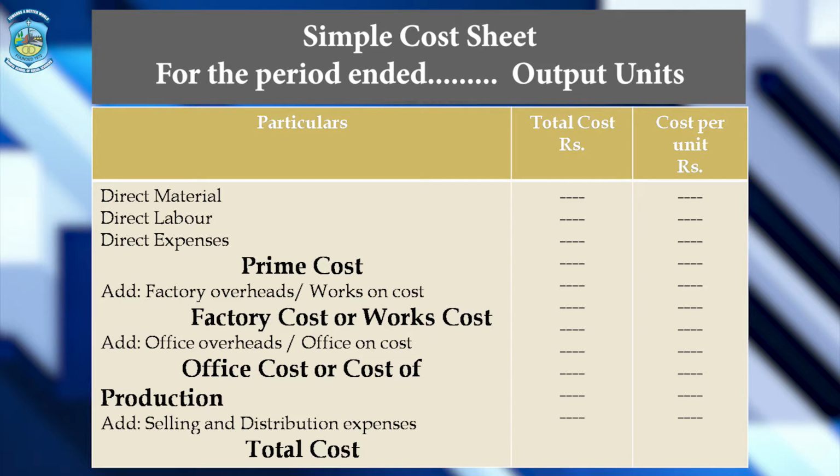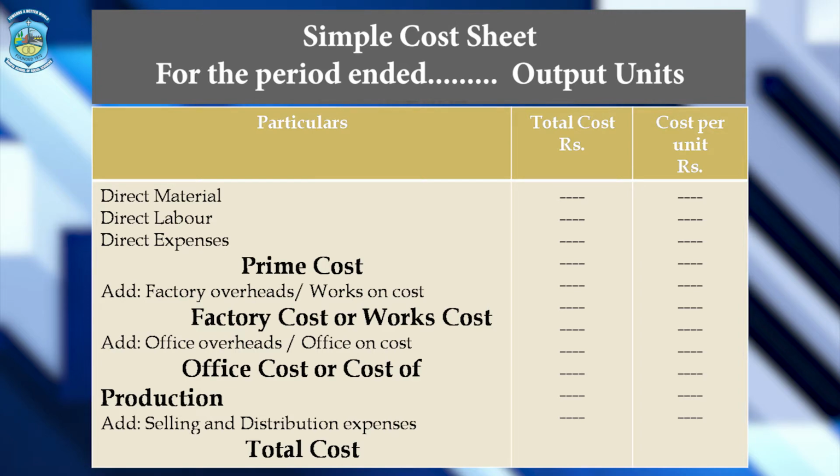Some people also call it manufacturing overheads or manufacturing on cost, but the entire expenditure incurred in a factory is treated as factory on cost or factory expenses. When all these factory expenses are added to prime cost, we will get factory cost or works cost. I want to mention one thing, that there is a difference between works on cost and works cost. Works on cost means the entire expenditure incurred in factory, and when works on cost is added to prime cost, we will get works cost. So, works cost is the total of prime cost plus factory expenses.